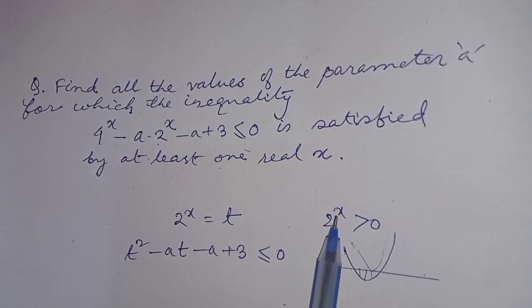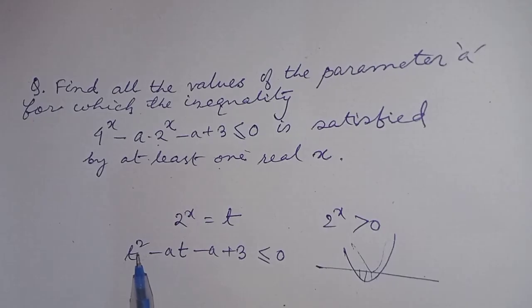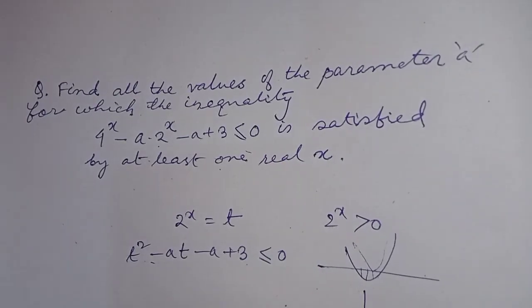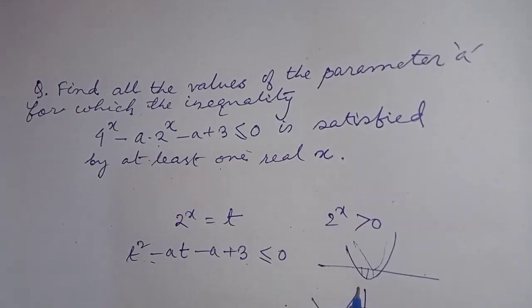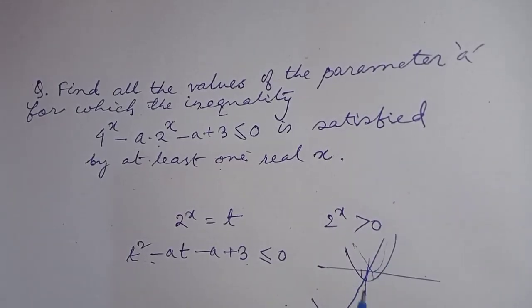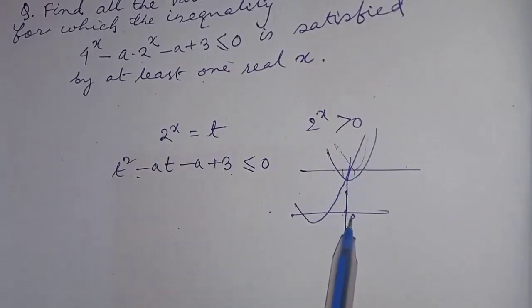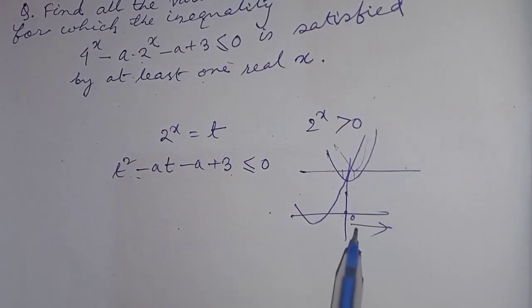Since 2 to the power x is strictly greater than 0, the values which our t can attain are strictly greater than 0. So more specifically, this function must have real roots in the interval 0 to infinity. For example, if this is 0 and it has real roots like this, we will have no solution, because we are only concerned about the region that is greater than 0.